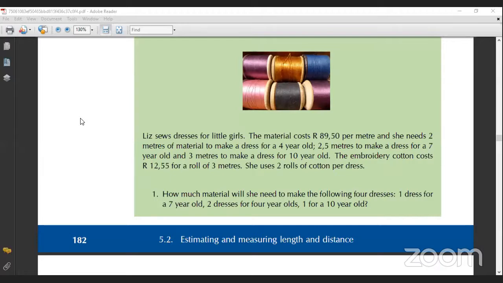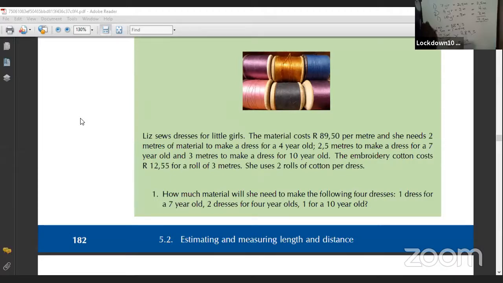Okay, so this is the amount to be paid for the material, guys. We haven't included the amount to be paid for the embroidery. Now we are going to calculate the amount to be paid for embroidery. How do we go about this, guys?